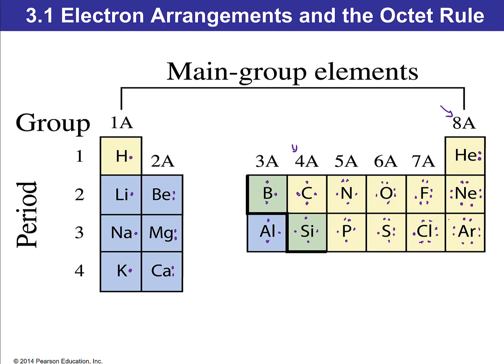If an element doesn't have 8, it is reactive. It is going to try to either take electrons, give up electrons, or share electrons, and the goal is always to end up with its outer energy level having 8.